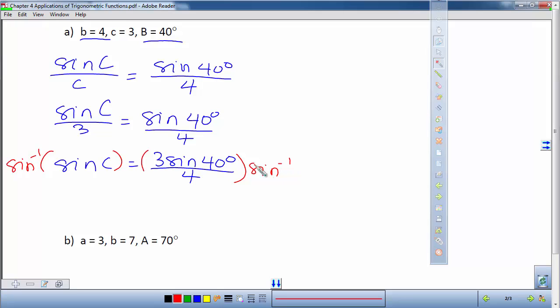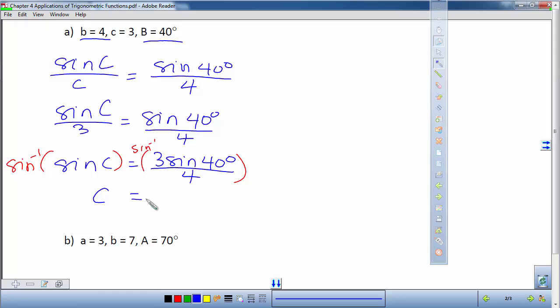Let me not write that. Okay, sine inverse of this thing. So we're going to take sine inverse of both sides. Over here, that leaves me with just C, and then we do sine inverse. Remember, the output of the inverse function is what? Angle. Very good. So out of this, I get an angle, and that's what I'm looking for.